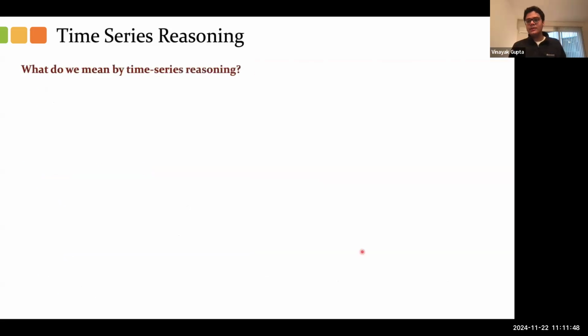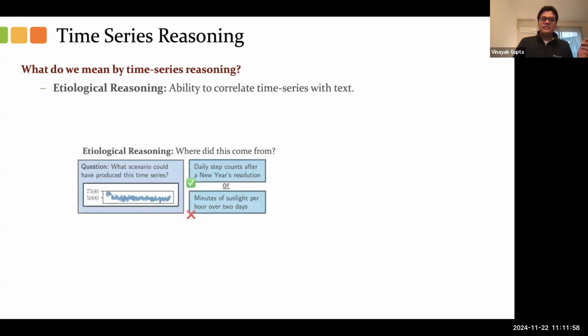Now we dive deeper into our definition of it. So what are the tasks that we feel are necessary for any large language model to do? And we define them for it to be capable of time series reasoning. So the first task we call is etiological reasoning. If I give you a time series and a text, any model should be able to understand or correlate what the time series is about and how it aligns with the text.